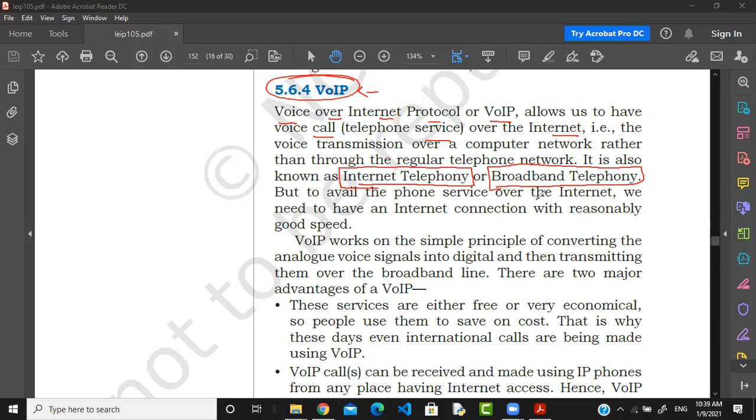So if they ask the question, what is internet telephony? Again, you have to write about this only. If they ask the question, what is broadband telephony? You have to write the answer on this only. To avail the phone service over the internet, we need to have an internet connection with reasonably good speed. Okay, that is voice over internet protocol.